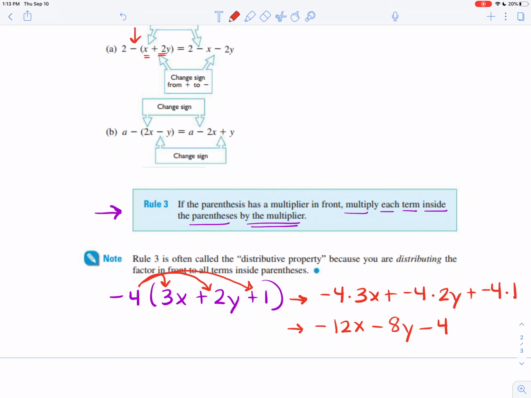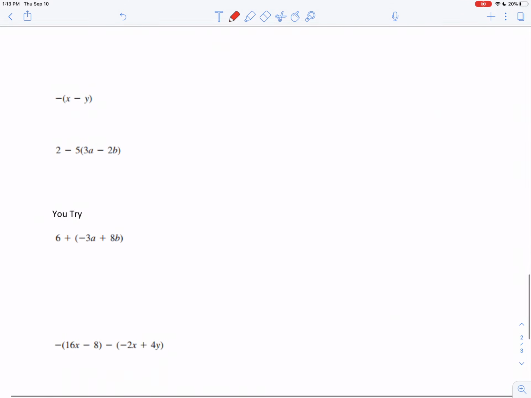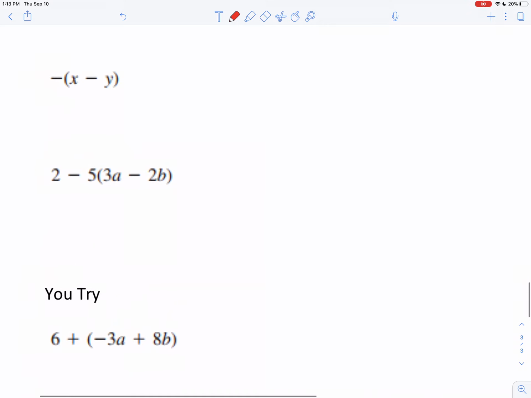All right, so we're going to look at a couple together here, and then I'm going to have you walk through and do some practice on your own. All right, but let's look at these first two together.